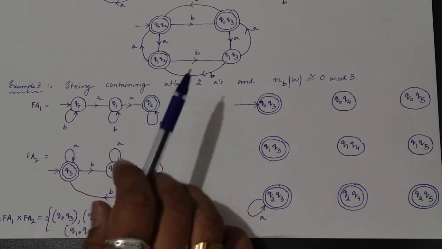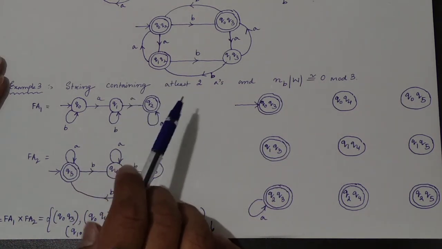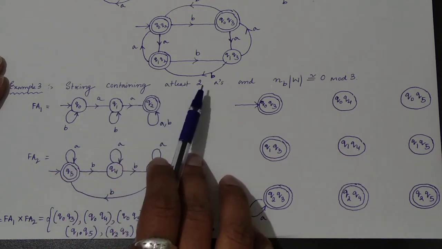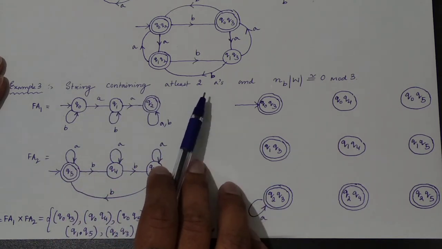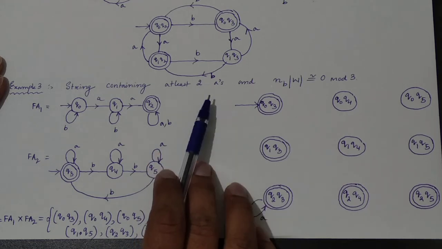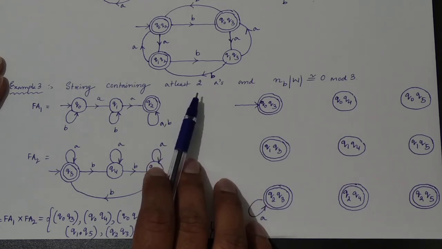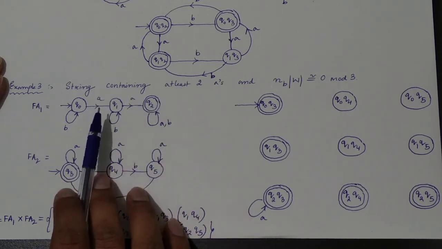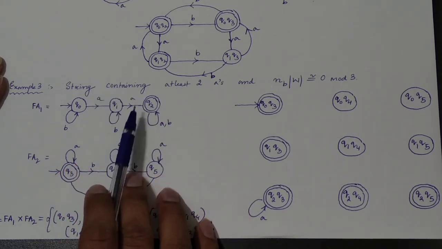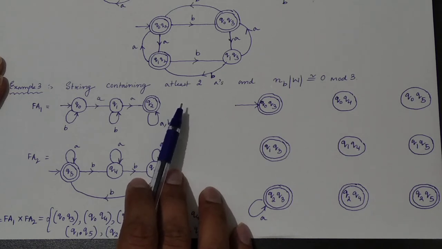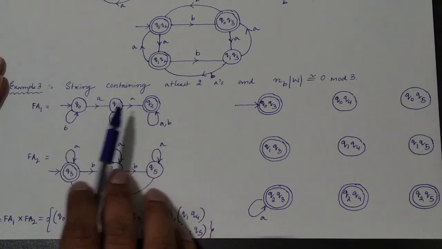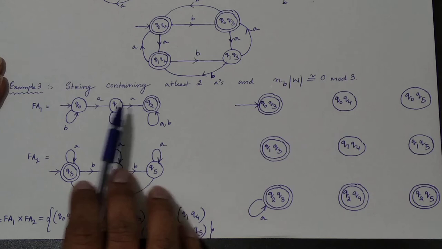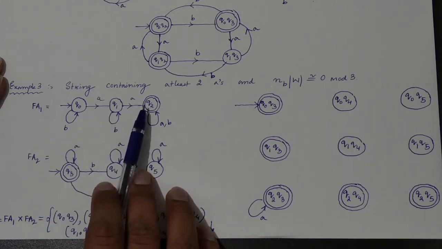Now I will get back to the language. The string contains at least 2 A's. That means it initially has 2 A's and it can have more than 2 A's as well. So the restriction is that the string should always start with 2 A's, and there can be more A's after that. So I have taken 1 A and 2 A, so this will be 2 A's. At least is done.